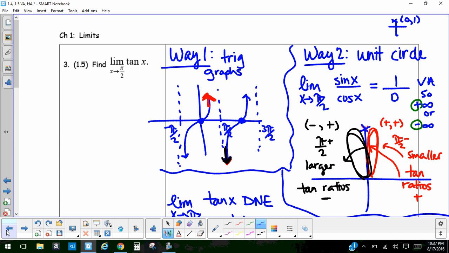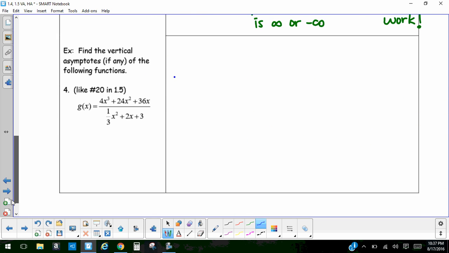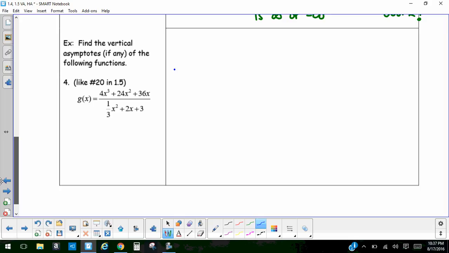And now if you want to backtrack to do the algebra example that we skipped, this one is just a good example to remind you of factoring and canceling. So it's not a huge deal, but we can go through it so you have it to see. So g of x, on top, what's in common? Well, there's a 4x. Take it out, I get x squared plus 6x plus 9.